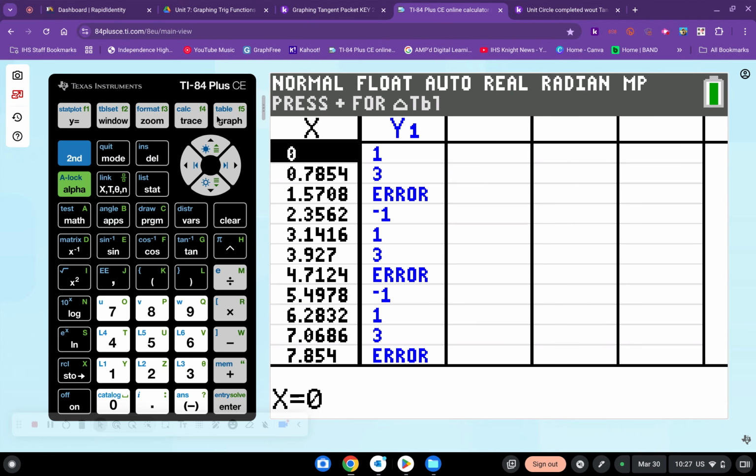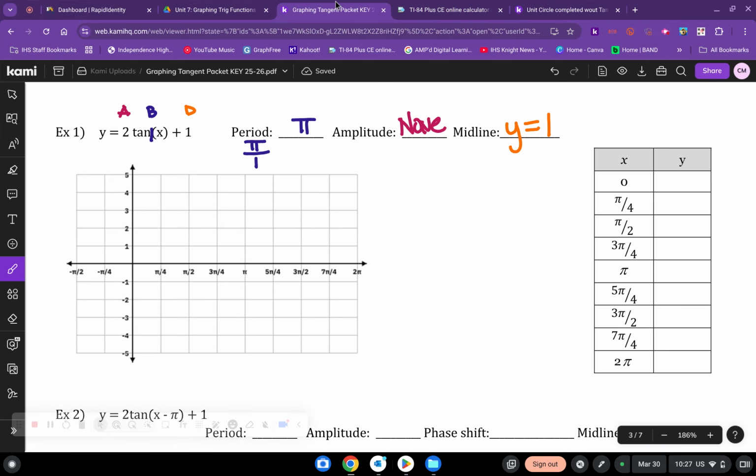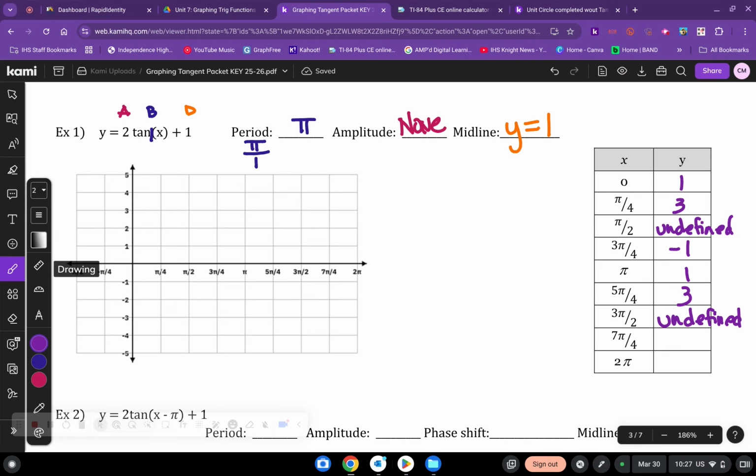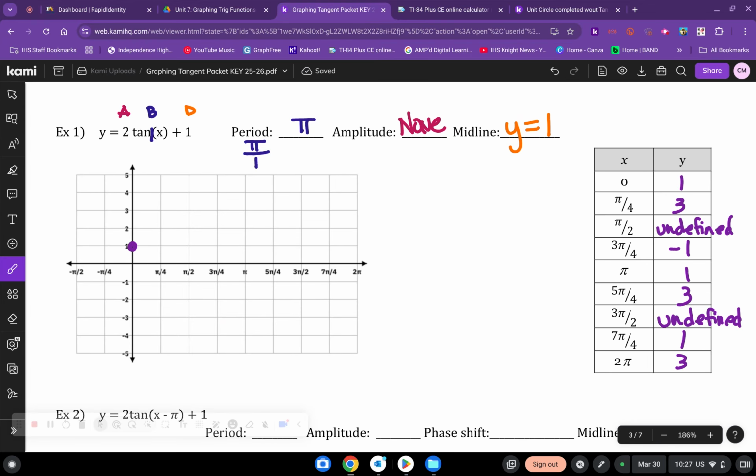Doesn't look much different, but it has shifted up a bit. So 1, 3, and then my asymptotes. So at 0, I've shifted up. At pi over 4, I'm at 3.